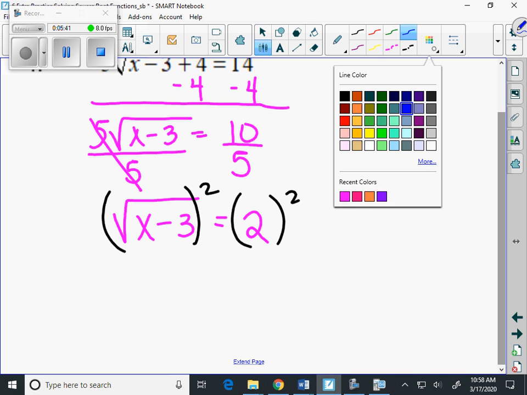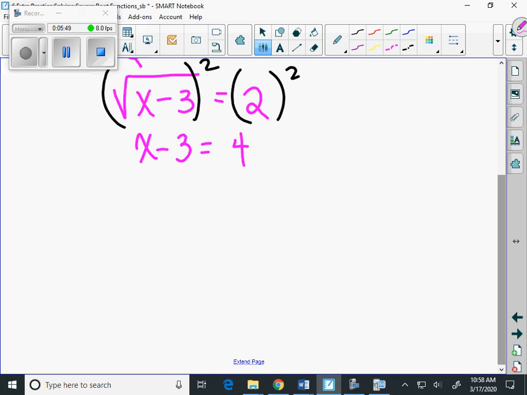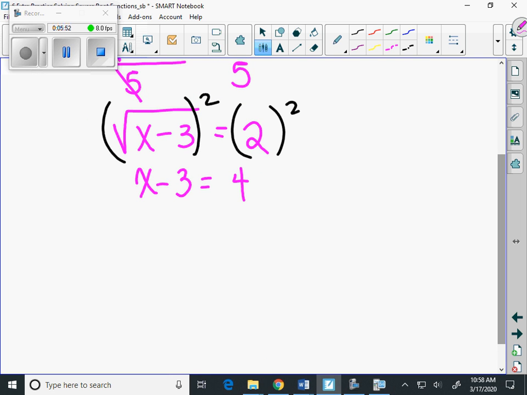So we square both sides. Square rooting and squaring cancel each other out, and we're left with x minus 3 equals 4. And one more step to figure out the value for x, which is to add 3 to both sides. We get x equals 7.